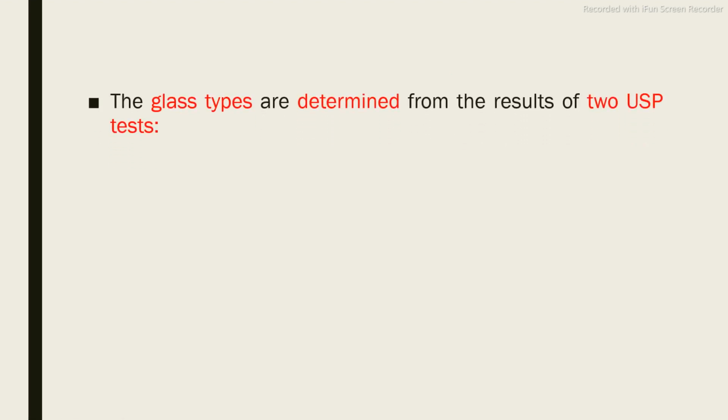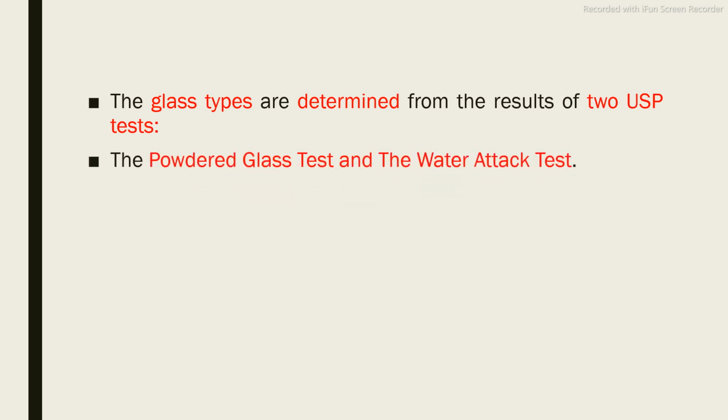Next, the glass types are determined from the result of two USP tests. So how can we determine whether the given type of glass is of type 1, 2 or 3? By using the USP test. There are two tests mentioned in the USP. First one is the powdered glass test, and second one is the water attack test. In the powdered glass test, whatever containers you have, we are going to crush them, convert them into completely powdered form, and then use it for the glass type test, whether it is of type 1, 2 or 3.